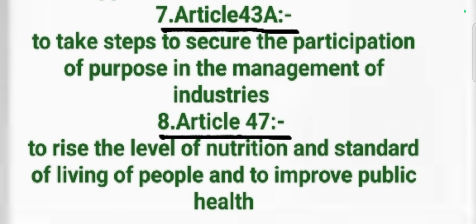And to improve public health also, through government hospitals and government primary health care centers. So these are the main examples to promote the welfare of the people on the basis of the socialistic principles of the DPSP. Okay, in the next class I'll discuss the Gandhian principles.